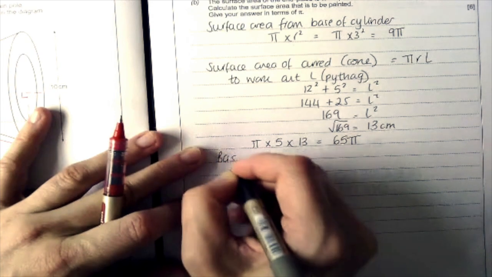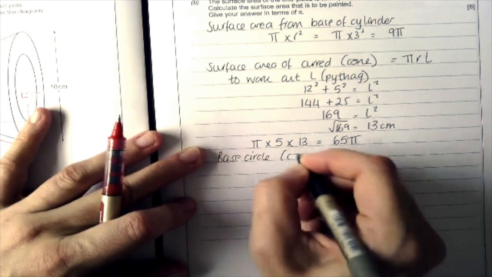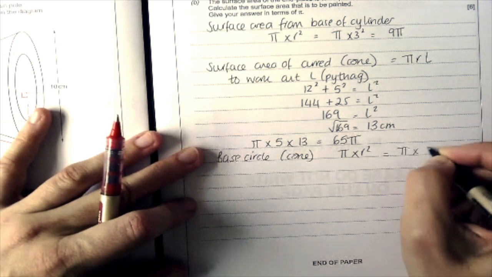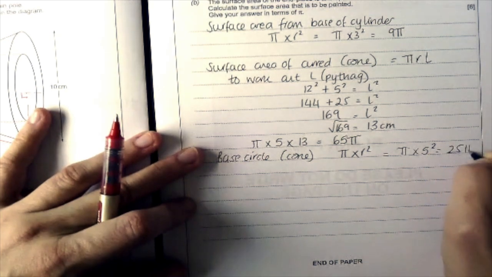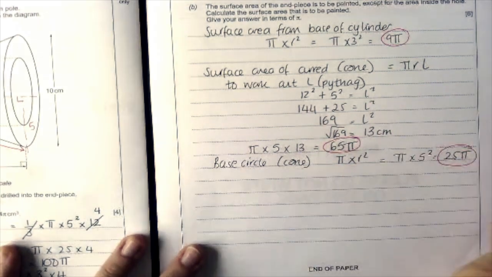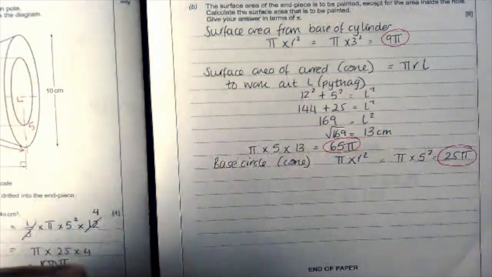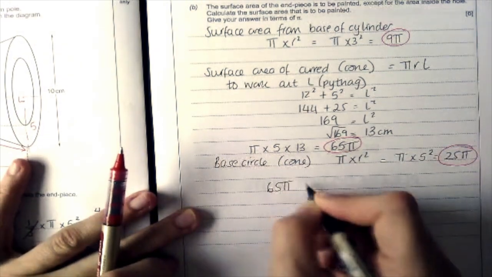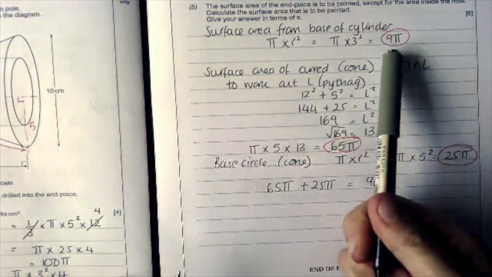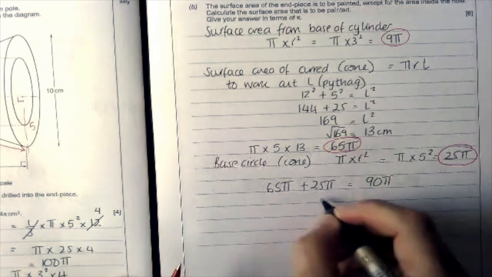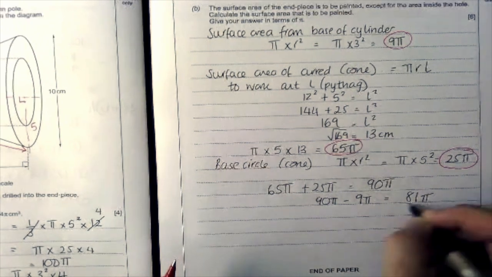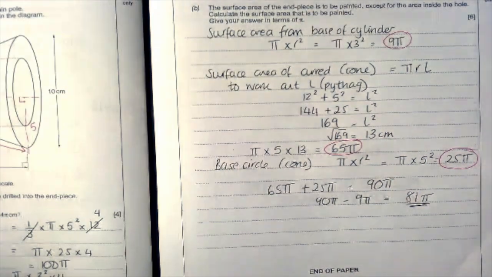We now need to do the base circle of the cone. And again, we're just using pi times radius squared. So it's pi times 5 squared, which is 25 pi. So I'm going to use these three things that I know now. The total surface area of the whole cone is 65 pi plus 25 pi, which is 90 pi. I now need to take away the part from the cylinder. So 90 pi, take away 9 pi. So my answer is 81 pi.